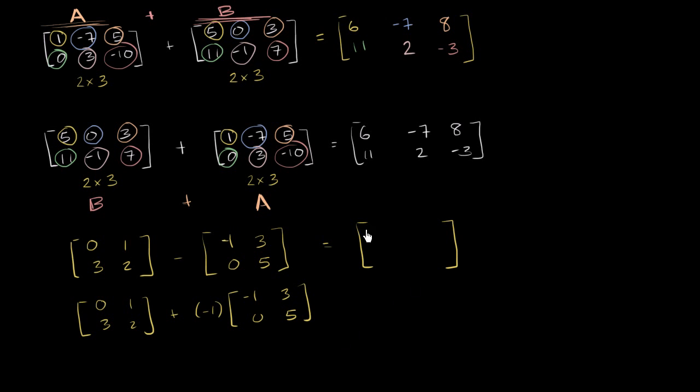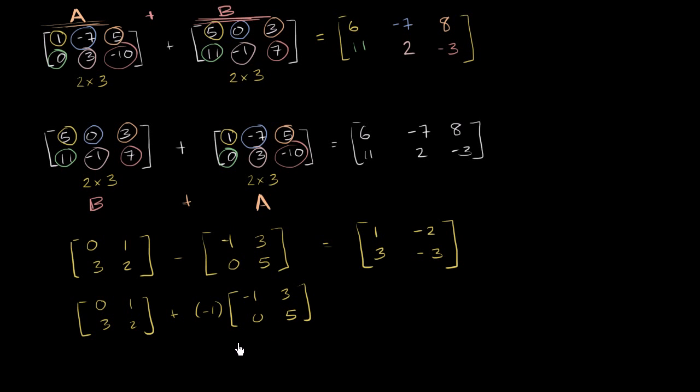So what is this going to be? 0 minus -1 is +1. 1 minus 3 is -2. 3 minus 0 is 3. 2 minus 5 is -3. And you'll see that you get the exact same thing over here. When you multiply -1 times a -1, you get a +1. +1 plus 0 is 1. -1 times 3 is -3. Plus 1 is -2. Fair enough.